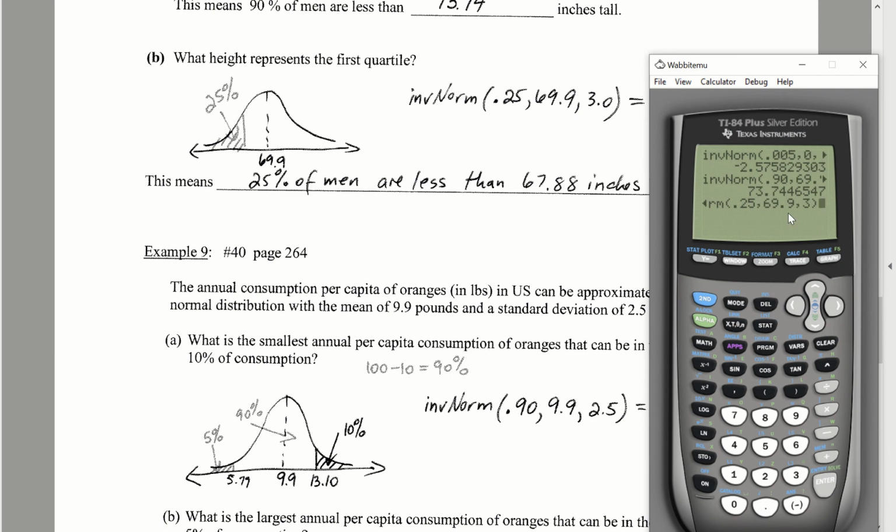Again, for those of you following along using a TI-83, remember when you go to that distribution menu and hit enter on the inverse norm, it puts that command on your home screen. You have to remember to put those 3 inputs in the correct order: cumulative area to the left, comma, mean, comma, standard deviation. Go ahead and hit enter, and we would get, to 2 decimal places, a height of about 67.88. So the first quartile for the heights of these men means that 25% of them would have a height that's less than 67.88 inches.